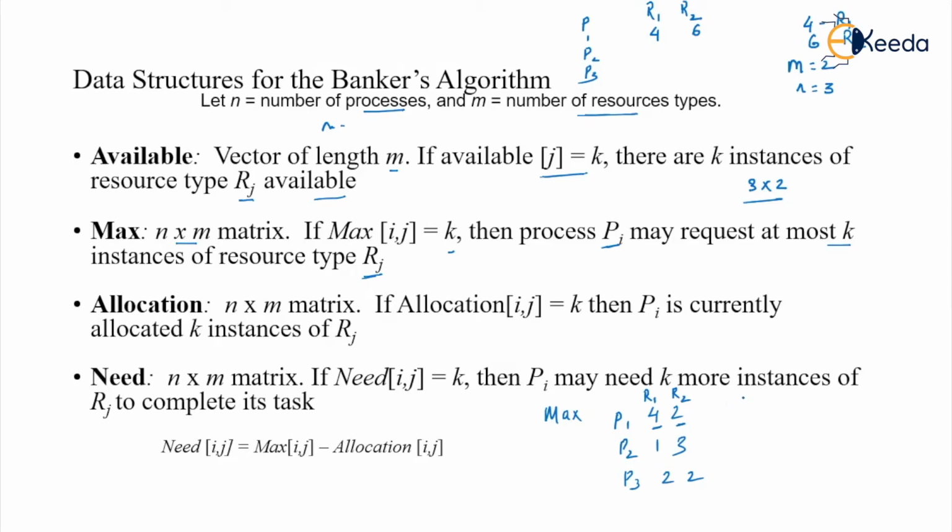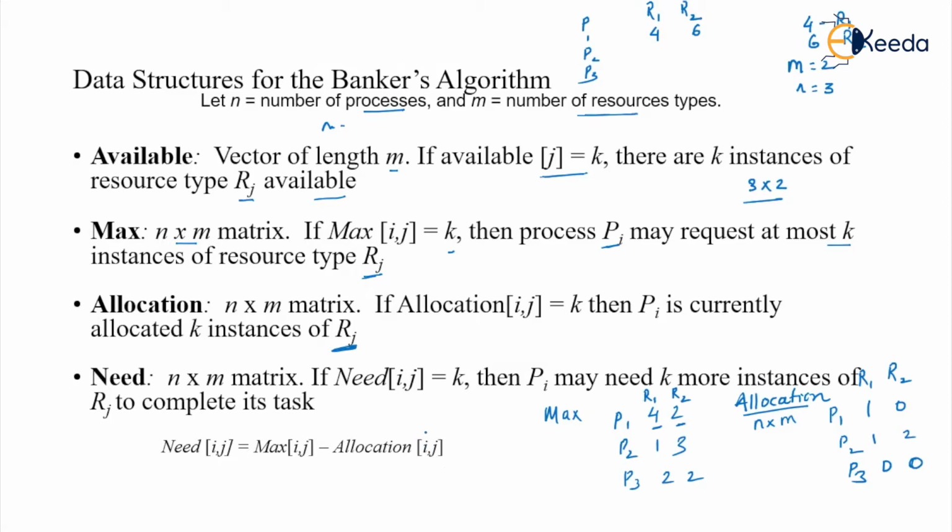Allocation is another n cross m matrix, and here again, this is the maximum, and this is your allocated, meaning what has already been allocated. Suppose 1 0, 1 2 and 0 0, where nothing has been allocated to P3. What is the definition? Pi is currently allocated k instances of Rj. So this is your maximum requirement, and this is the allocation that has been done.